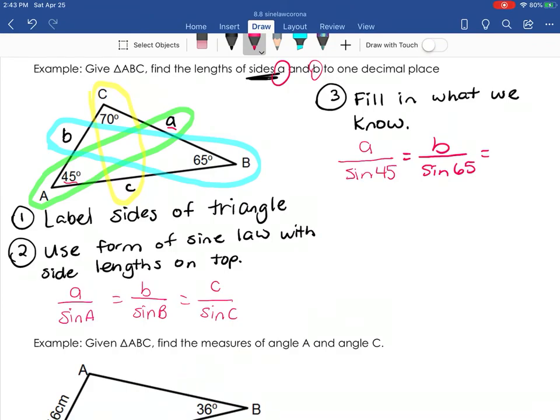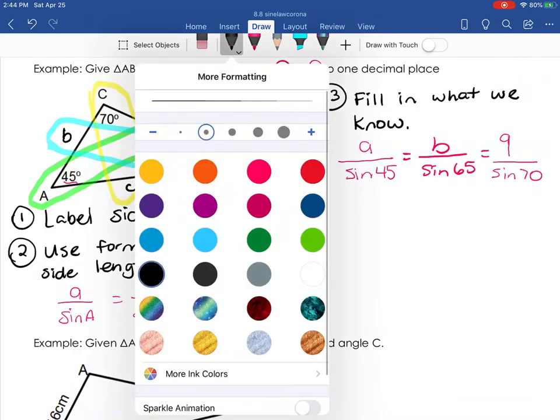And then something is missing in your picture here. Sorry about that, guys. Side C is 9, because we can't have all unknowns. So side C is 9. I'm just going to write 9. I'm not going to include the meters for now. I'll remember to put them in at the end. So that's a 9, not an A, over sine 70.